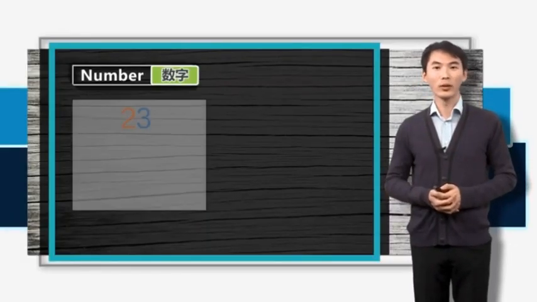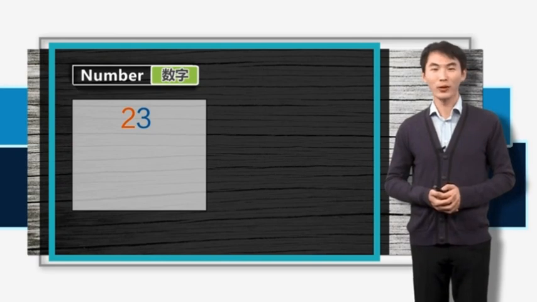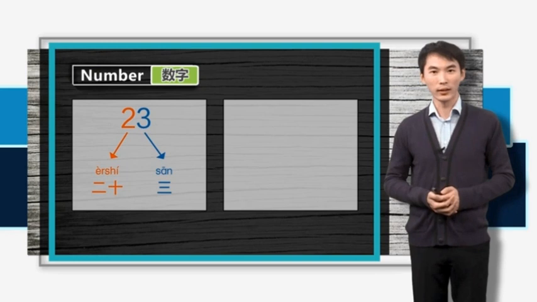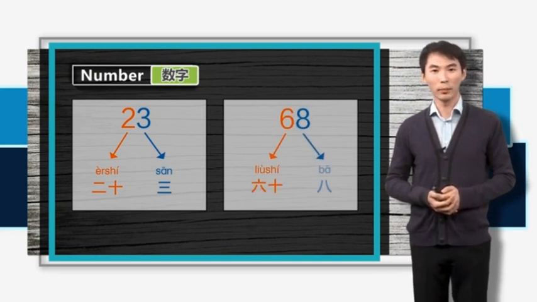And how about 23? I'm sure you can guess it out. It's 23. Very good. It's just 20 plus 3. So how do you say 68? Very good. 68. Quite easy, isn't it?